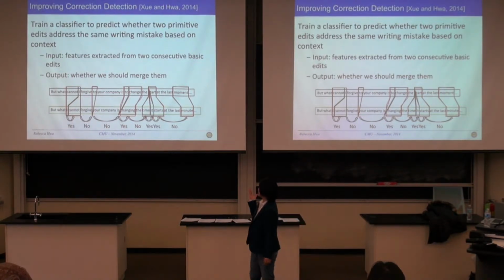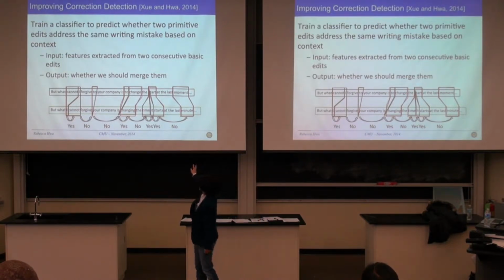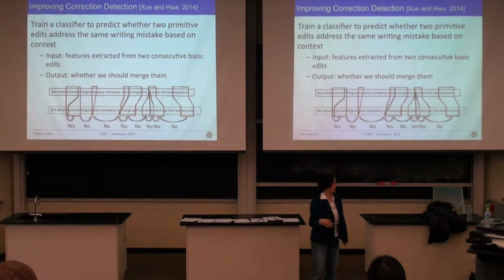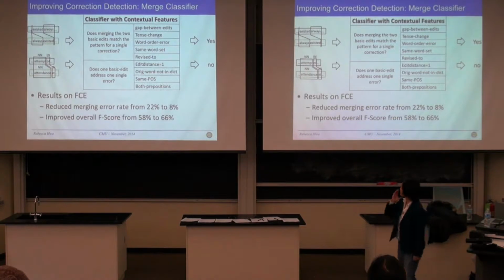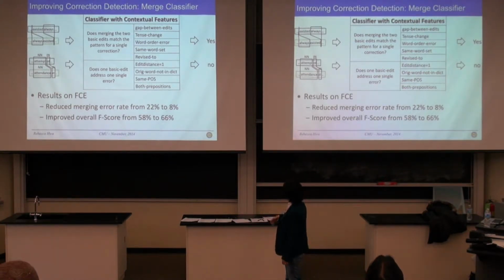So we can extract features from every pair of isolated primitive edits and then make a decision for whether we should merge them or not. And this is an example of how, from one sentence pair, you can extract many training examples, both positives and negatives, for the merging. The patterns themselves are also fairly straightforward. Here are some examples of features that we used. Things like whether there's a gap between the edits or not, whether there's a tense change if you're looking at verbs, or if it might be a word order error, then you might want to merge them.